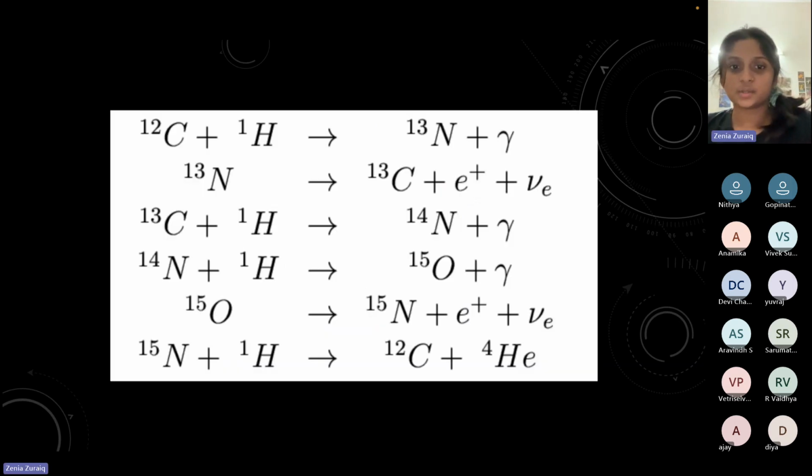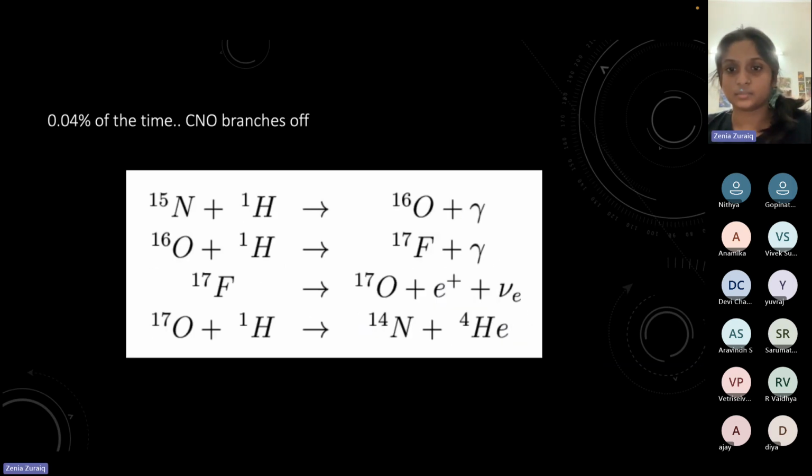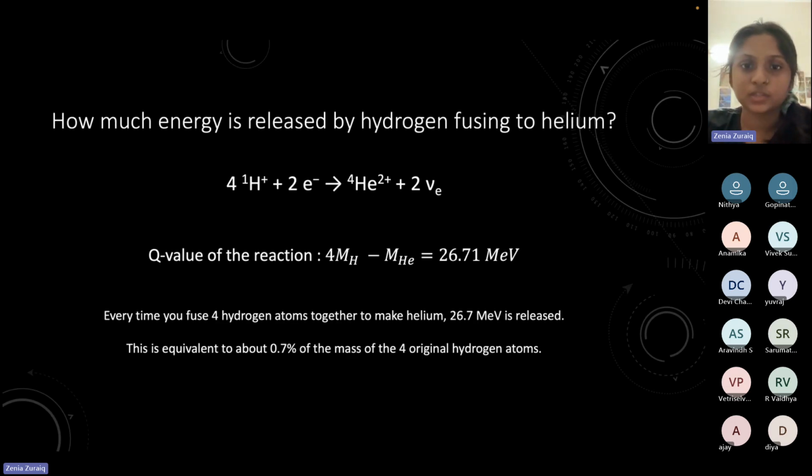So yeah, this is the CNO cycle, and you can see that again CNO also has a branch off where, again, there are so many atoms. It's not necessary that only the atoms which I want to interact will interact, right? Not that the hydrogen will also always go and interact with another hydrogen. So there are some other things. So that's why we see this branch off of the CNO where fluorine is produced as one of the catalysts as well. So how much energy is released?